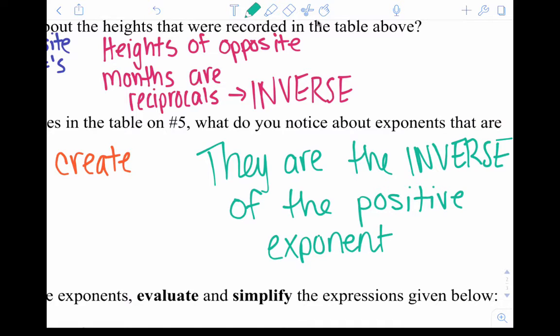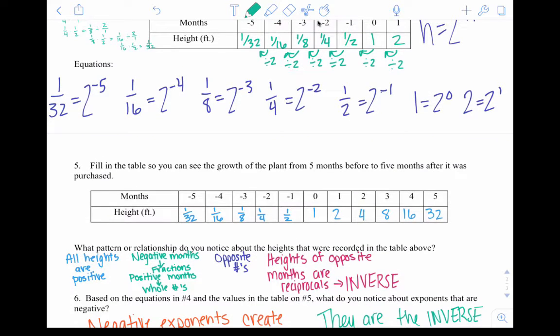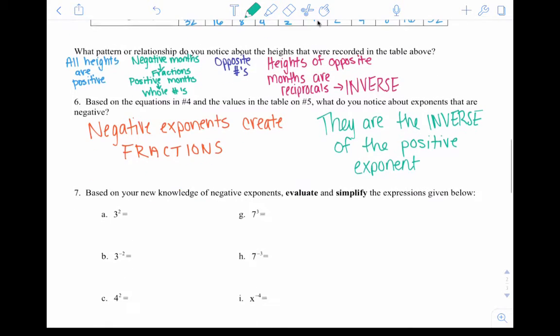So think through what we just wrote here. Look back at these equations here from number 4. Look at the table on number 5 and really see what's happening here with the negative exponents. They're making the numbers into fractions.